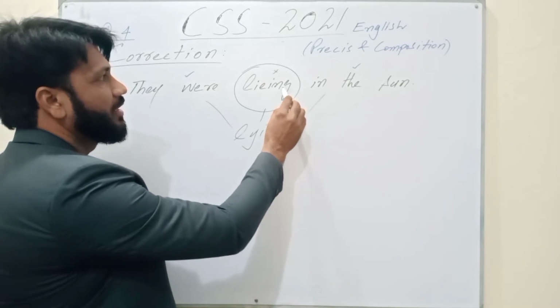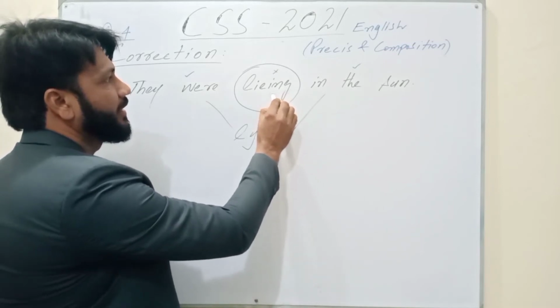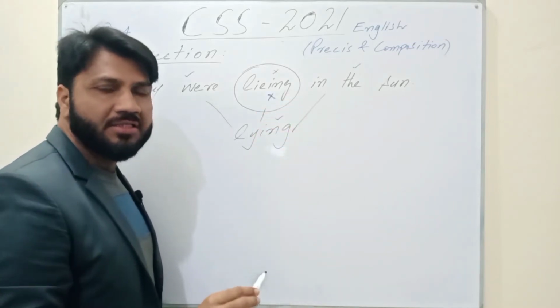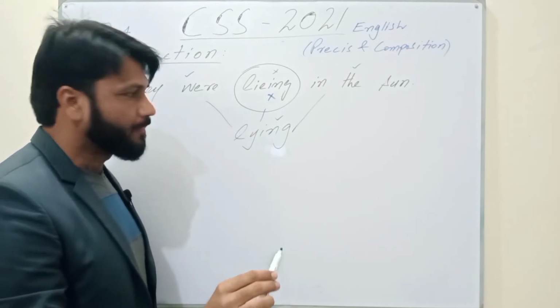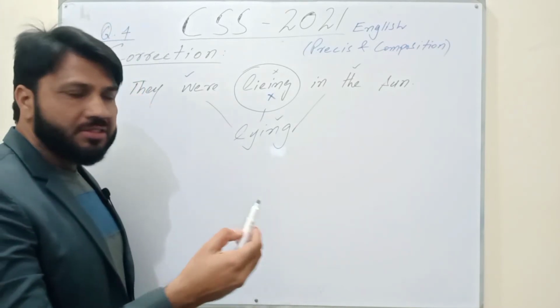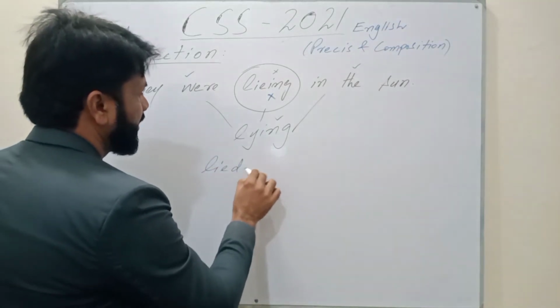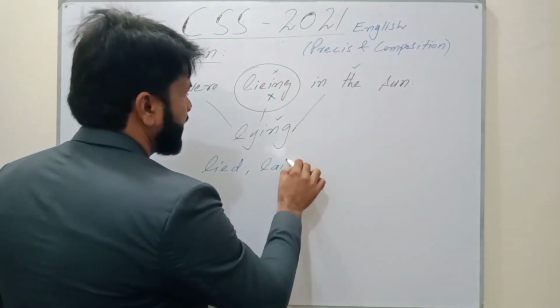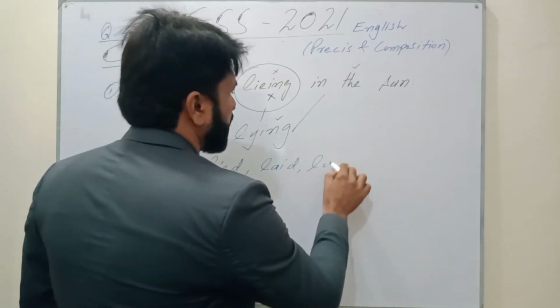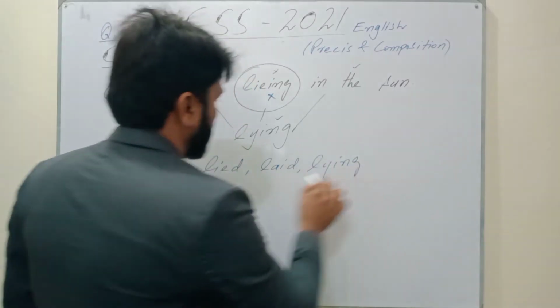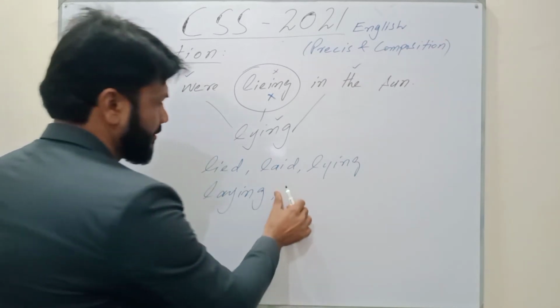Lie is the basic form of the verb and lying is its present participle form. The word lying is always incorrect. This word is never found in the dictionary, right? But the students are confused among these words like lied, like laid, or lying, laying, etc.